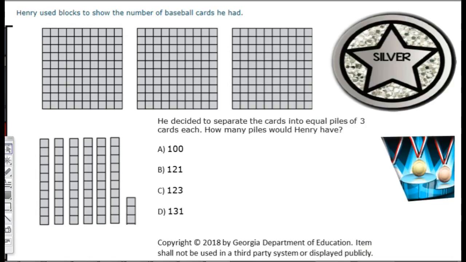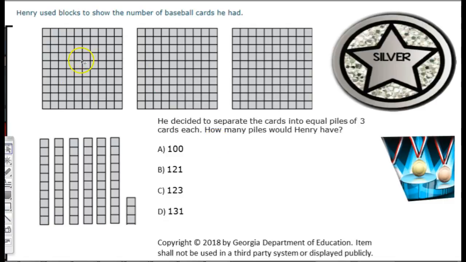The silver question. Henry used blocks to show the number of baseball cards he had. So I look at these models. I see 300 blocks plus some 10 rods and some units. He decided to separate the cards into 3 equal piles. Into equal piles of 3 cards each. How many piles would Henry have? So I need to put them into piles with 3 cards each.